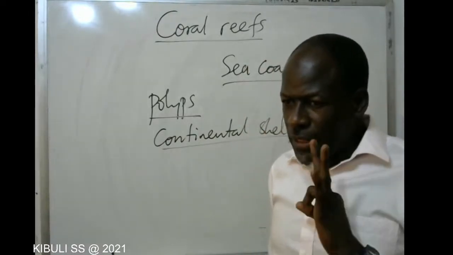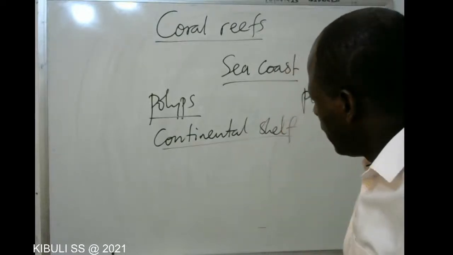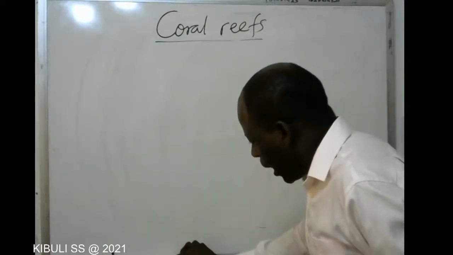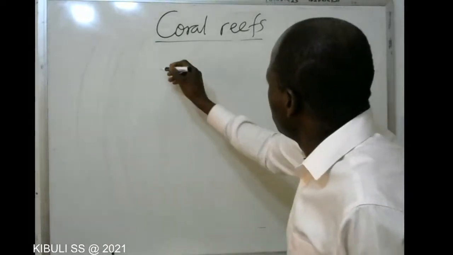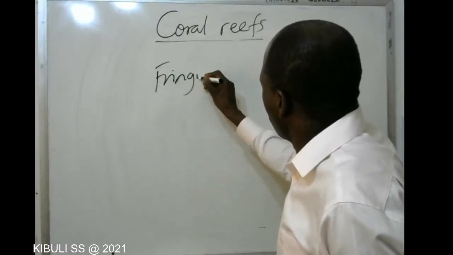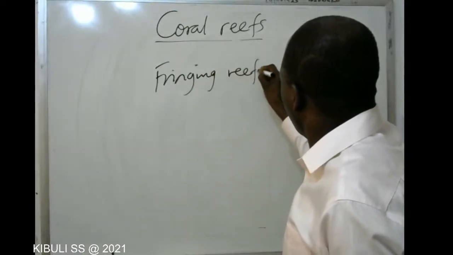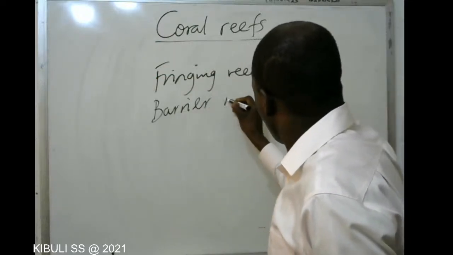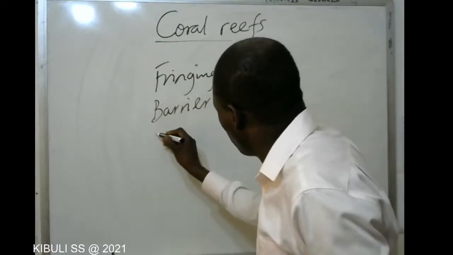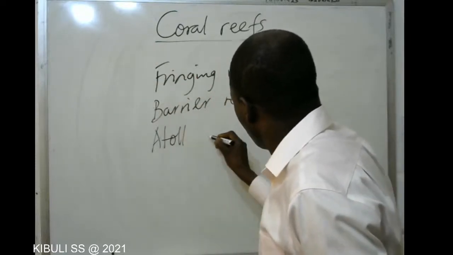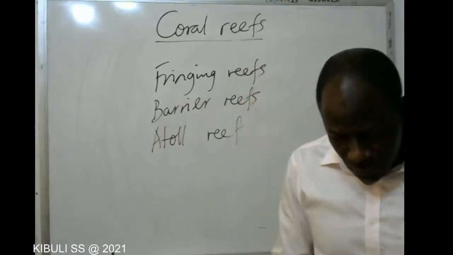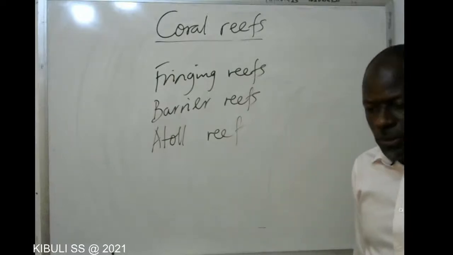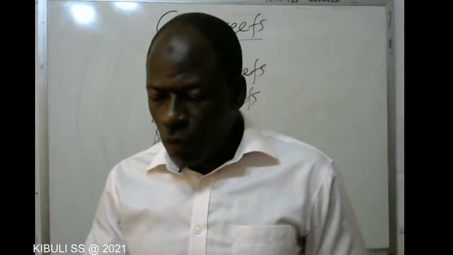These corals are of three types. There are three types of coral reefs, and the first one is the fringing reef. The other one is called the barrier reef, and then the third one is called the atoll reef. Now, the fringing reef is one that forms near or very close to the coast.